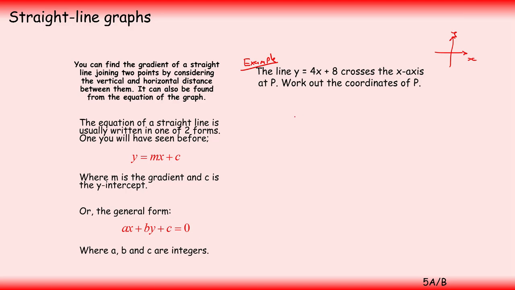So that means now our equation is y equals 4x plus 8. If y equals 0, I can write that as 4x plus 8 is equal to 0. So 4x is going to be equal to minus 8, because I've taken the positive 8 across the equal sign, so change the sign. And dividing through by 4, I get x is equal to minus 8 divided by 4, which is minus 2. So x is equal to minus 2, and we know that y is equal to 0. So our coordinates for P are given by minus 2, 0.